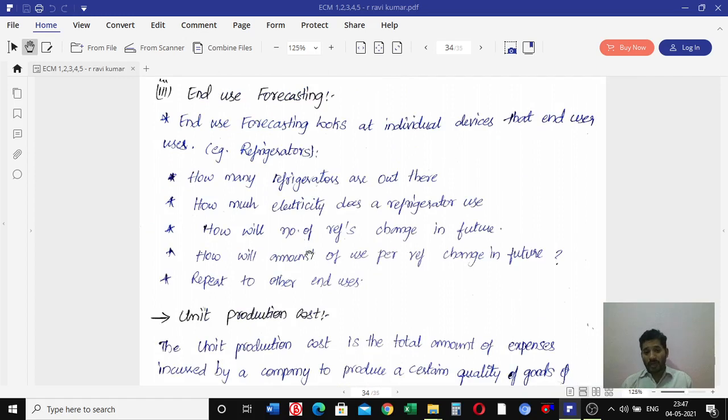This end use forecasting looks at the individual devices that end users use. For example, refrigerators. How many refrigerators are out there, and how much electricity does a refrigerator use, and how will the number of refrigerators change in future, and how will the amount of use per refrigerator change in future, and repeat for other end uses. So we have to see this in end use forecasting.